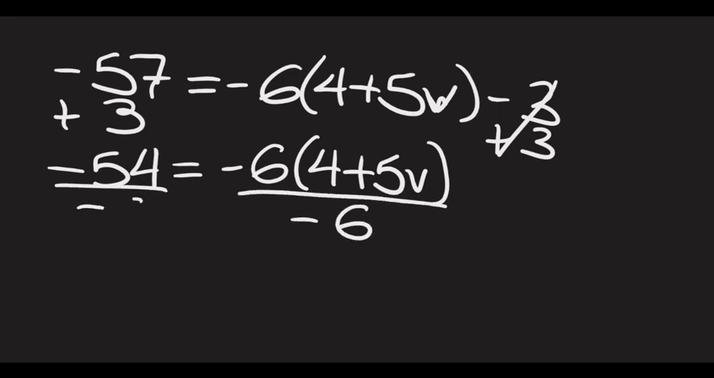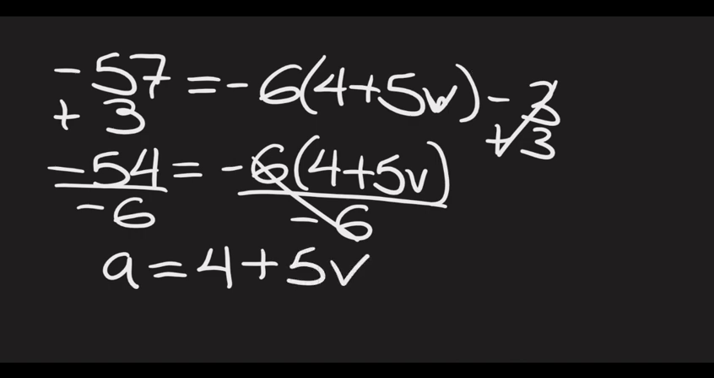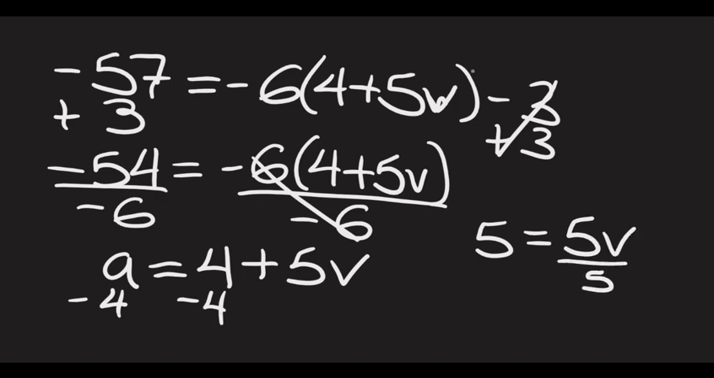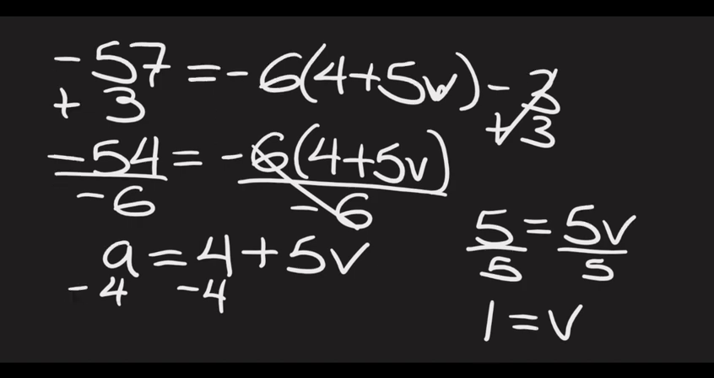Then we're going to divide both sides by negative 6. This will give us 9 equals 4 plus 5v. Next, we have to subtract 4 on both sides. This will give us 5 equals 5v. And the last step is to divide each side by 5. And we're going to get 1 equals v.